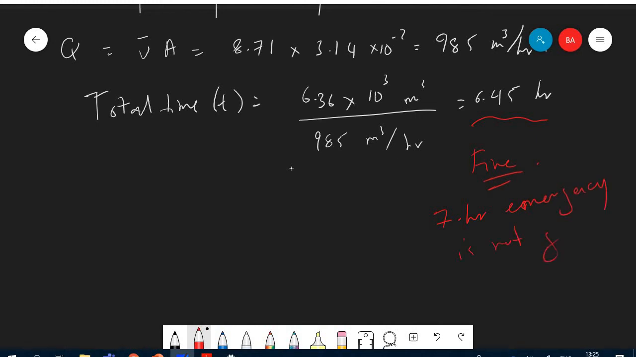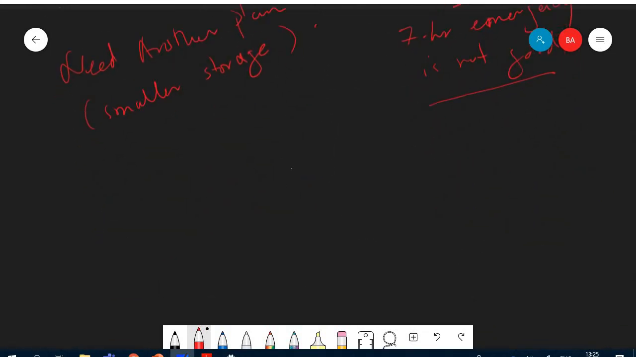It's not good. And because it's not good, you need another plan, okay? You need another plan. It could be a smaller storage, right? A smaller storage. We need another plan. It doesn't work, okay? It's not working. So that is the whole part of 420.